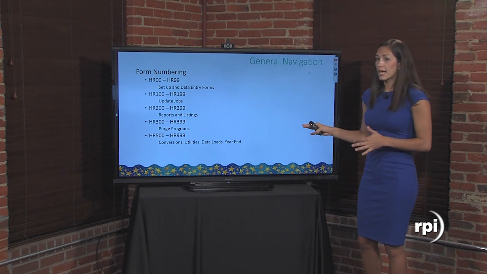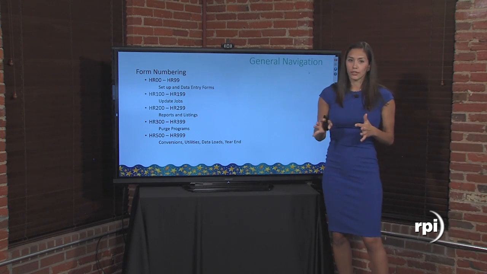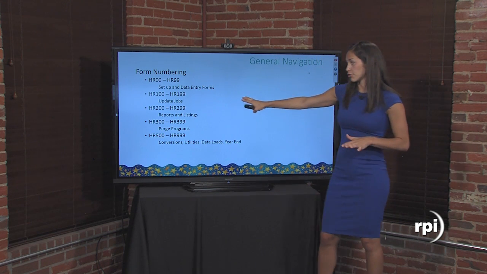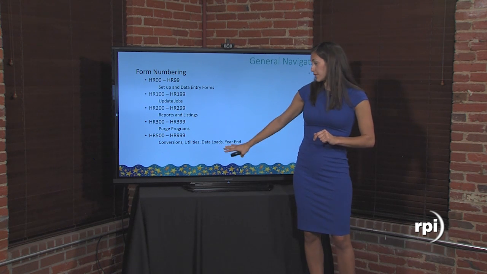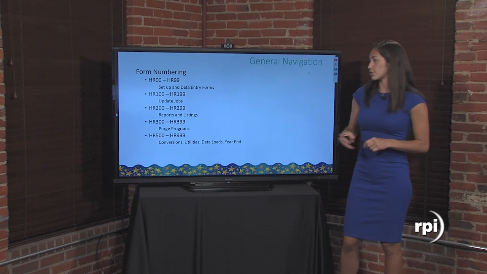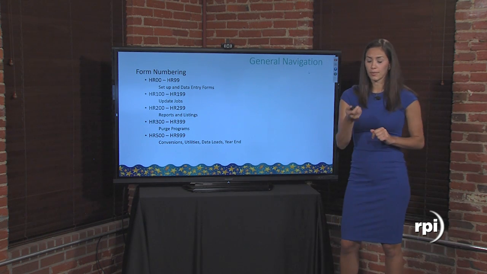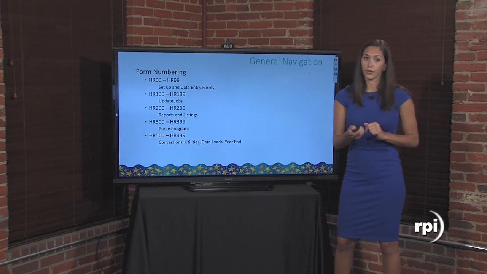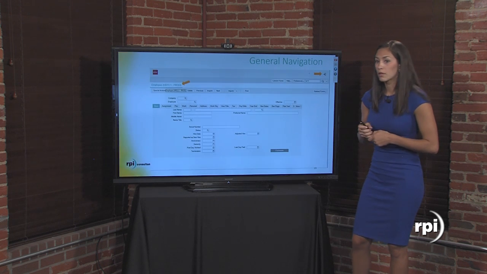Your form numbering hasn't changed. There's kind of like a general rule that Lawson tried to create with your 0 to 99s being your setup and data entry. Then you have your update jobs, your reports and listings, your purge programs, and then all your utilities. Again, it's kind of not 100% true. There are some 100 series that are reports, like the HR 105 and the PA 105. But again, this is all still staying the same. All the screen names or numbers you know and love, you're going to still get to use those here.